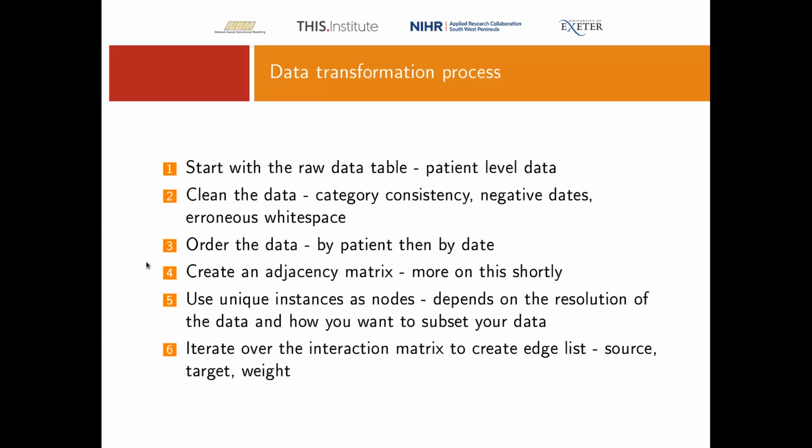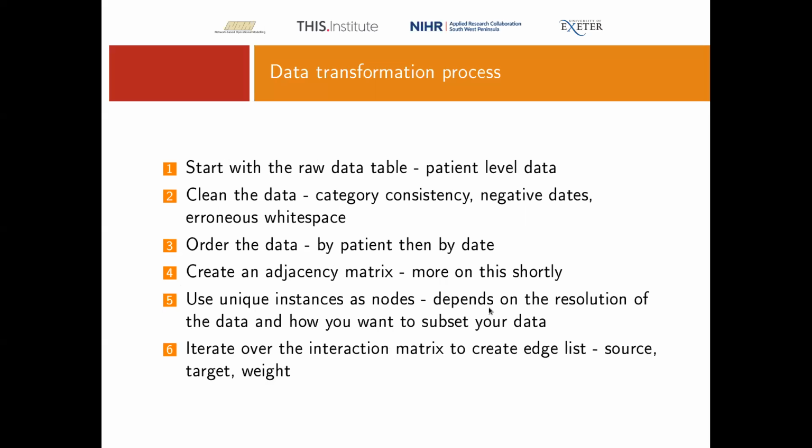So once we've ordered our data, we can then create something called an adjacency matrix. We'll discuss this a little bit more shortly, but this is the core of any network description; a network can be described using an adjacency matrix. I'll discuss that more in a minute. It's easier to show you with an example.